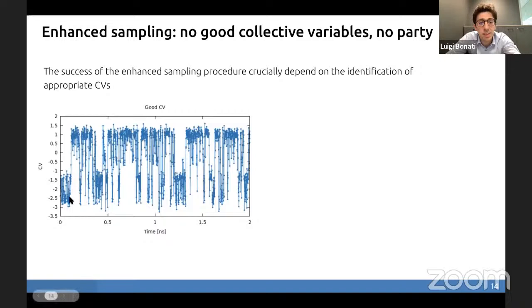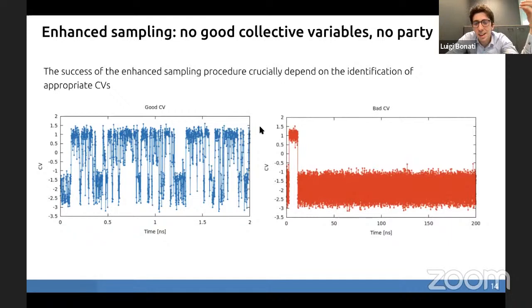But more often than not, the situation we find ourselves in is the following, in which maybe if we're lucky, we go somewhere, we transition, and then we get stuck. And as you can see here, the amount of time in the simulation on the right is 100 times larger than the one on the left. And this is because identifying the right collective variable gives us an exponential speedup. So it's really crucial to identify them.